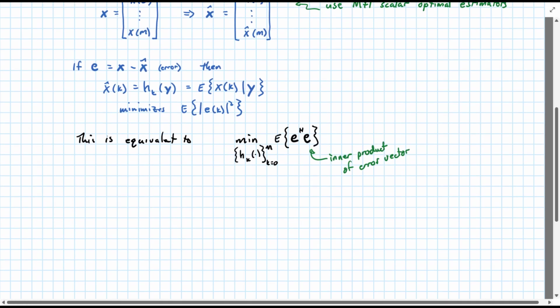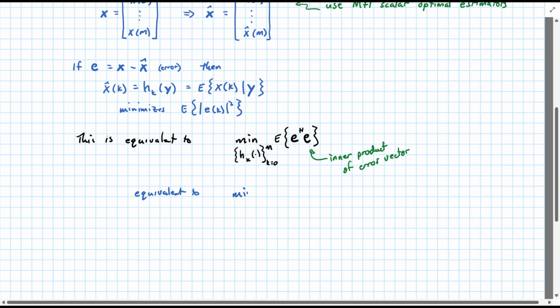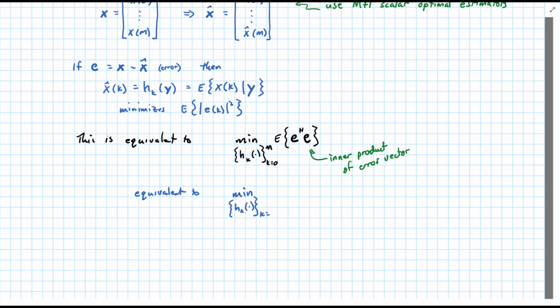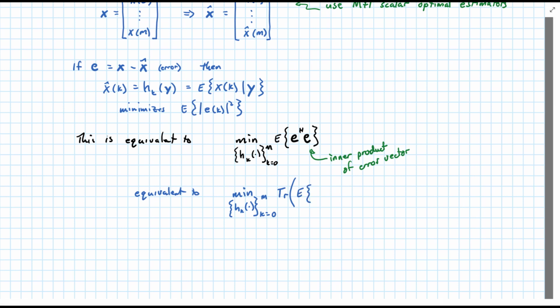An inner product is equal to the trace of the outer product, so this is equivalent to minimizing the same by tweaking our H knob, if you will. The trace of the expectation of e e Hermitian, like that.